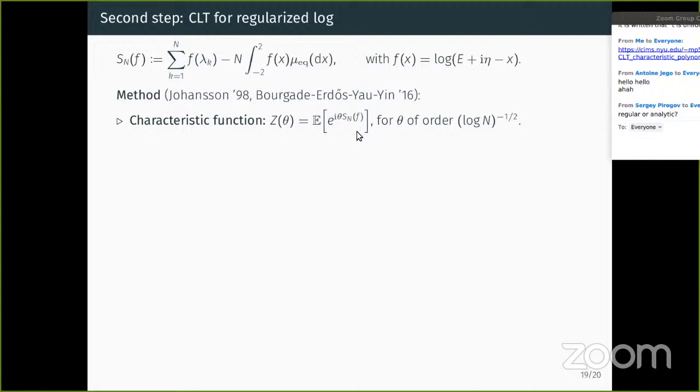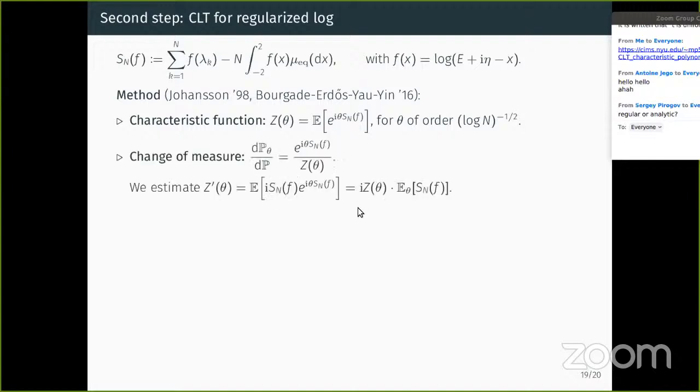So we want to study this characteristic function. And for this, we do a change of measure. So again, as in Paul's talk, you define a new measure, which has density exponential i theta S_N of f with respect to P. Here it's a slight abuse of notation to write P, because it's a complex measure, but okay.